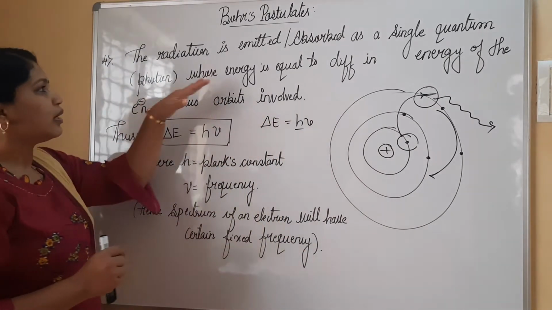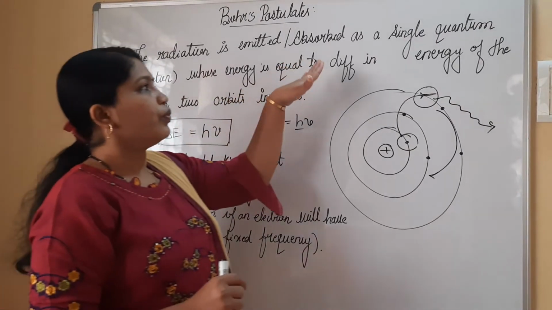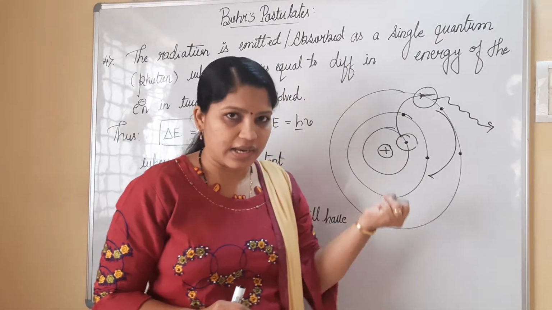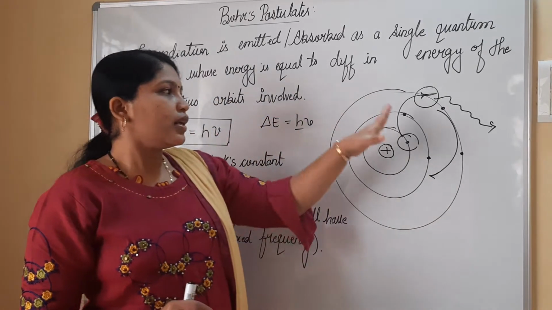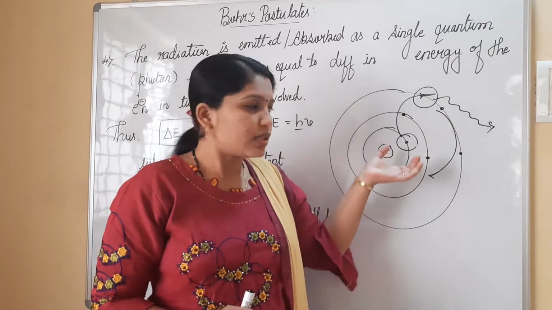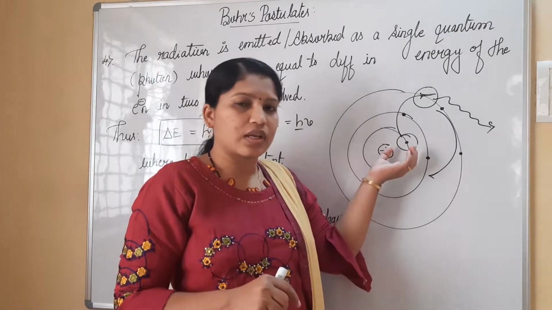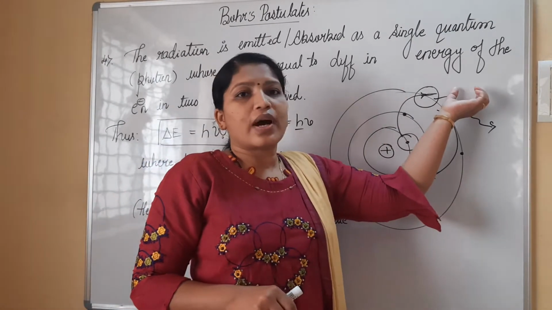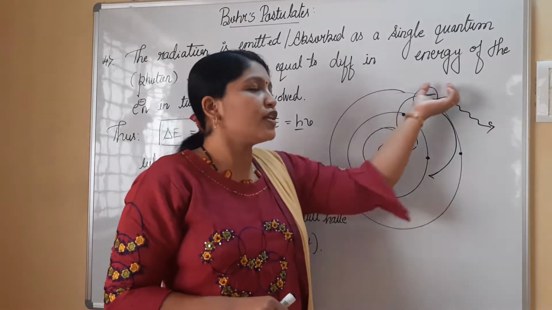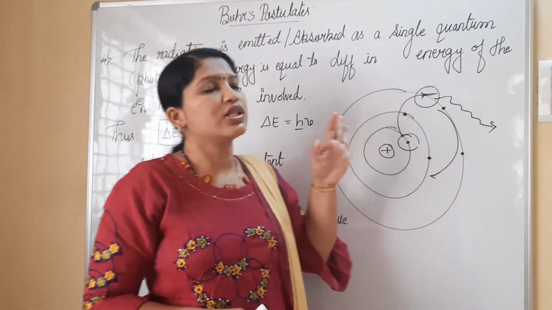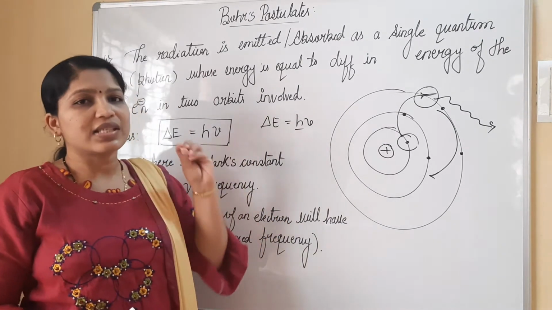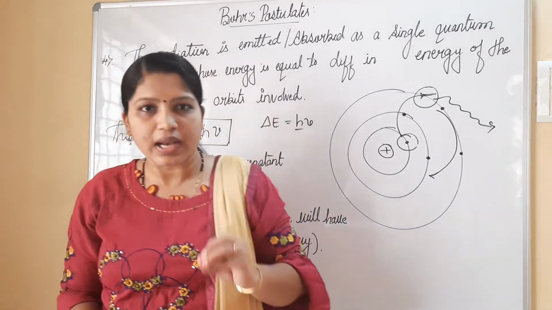So what happens here? The energy absorbed by the electron is equal to the difference in energy. That difference is nothing but the difference between these two: from the ground state where the electron was presently, to when it is moving to a higher energy state. That difference between these two is considered to be h nu. That difference in energy itself is the energy absorbed by the electron.